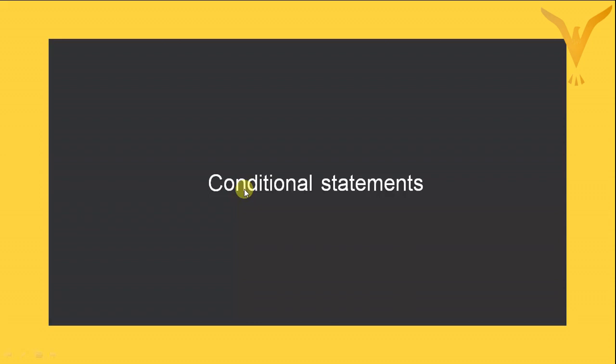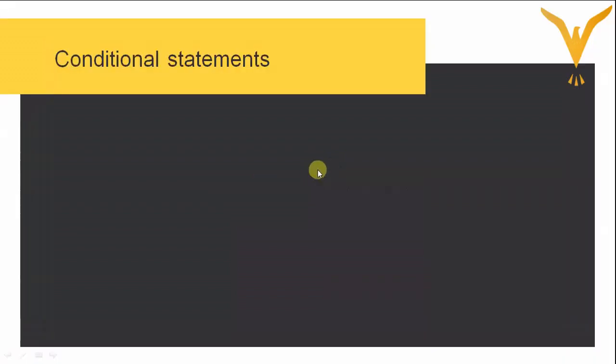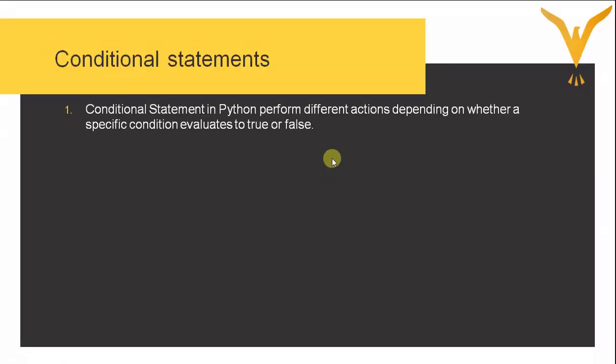Now let's understand conditional statements in Python. Okay, so चलो देखते हैं ये conditional statements होते क्या हैं. So the conditional statements in Python perform different actions depending on whether a condition is true or false. मतलब क्या है? So what is a conditional statement used for?